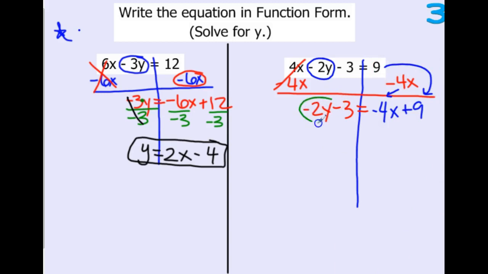Now I still need y by itself, so I'll move that negative 3. I'm going to add 3. But I can't combine it with the x's. I can only combine it with the 9. So that's why I'm going to put it underneath the 9. So I have negative 2y. And then we have negative 4x plus 9 plus 3 is 12.